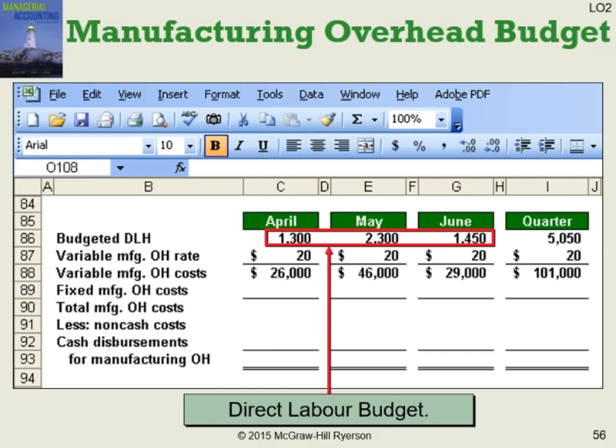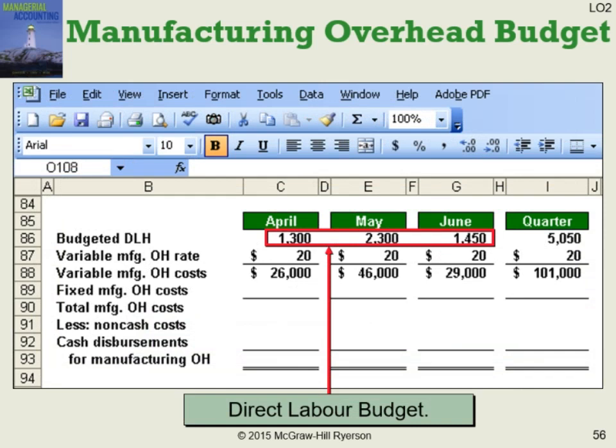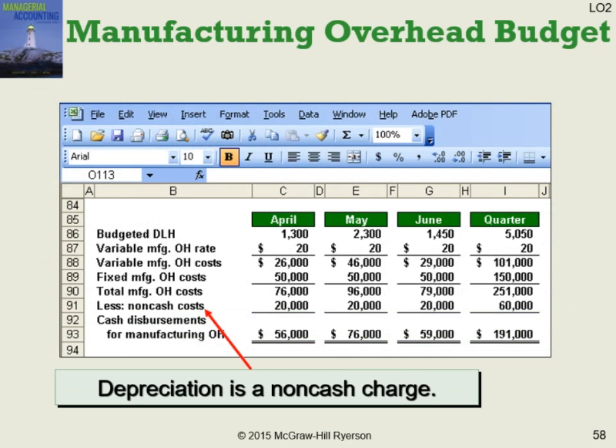The direct labor budget shows us the direct labor hours, and the rate that we apply through the variable manufacturing overhead rate that we've talked about would be the $20. So we multiply that out to get 26, 46, and 29 for a total manufacturing variable cost of $101,000. Then we add the fixed manufacturing cost of $50,000 per month, and then the non-cash costs are deducted.